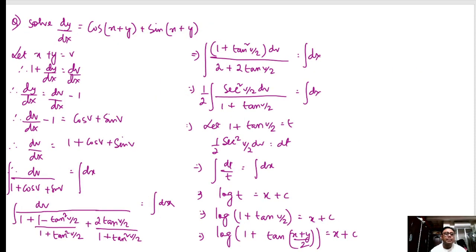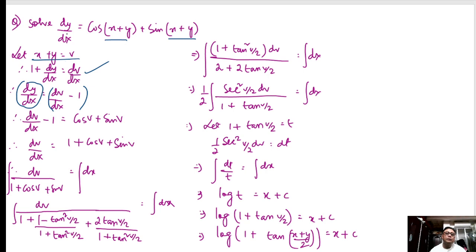Next, solve dy by dx equal to this. So again, we cannot separate x and y. So let x plus y equal to v, the same way, and do differentiation. X is 1, y is dy by dx, v is dv by dx. Separate dy by dx from here, which is this, and now replace it.